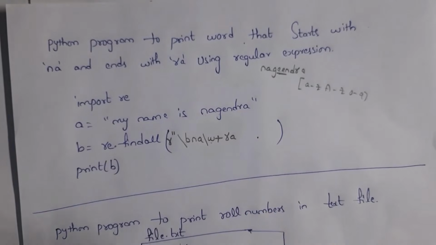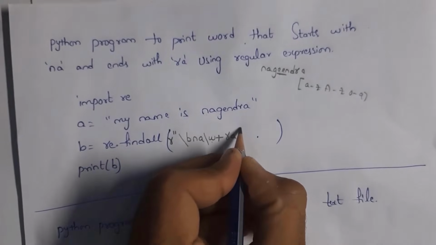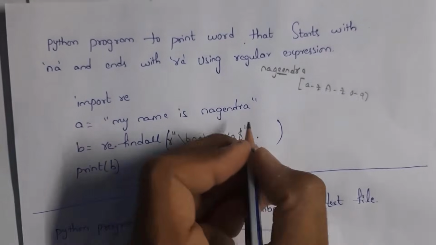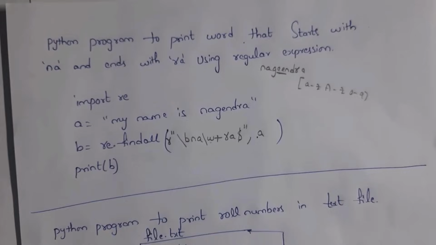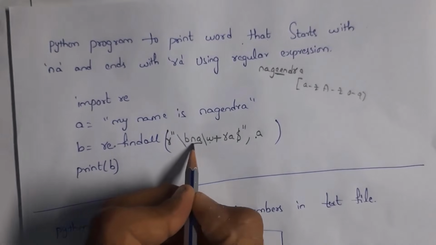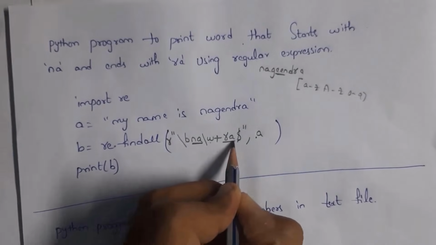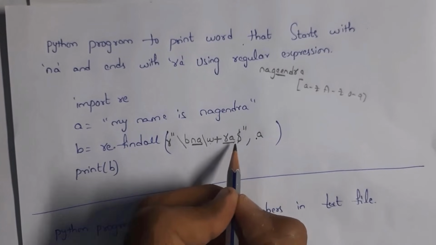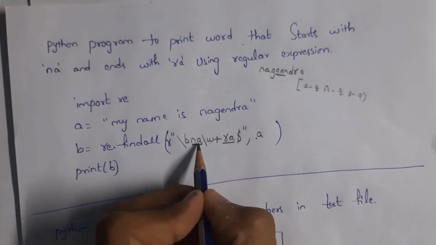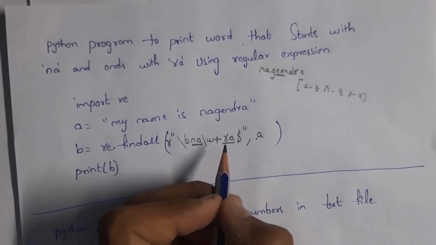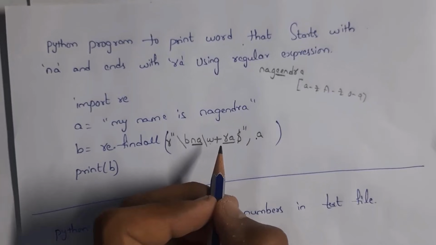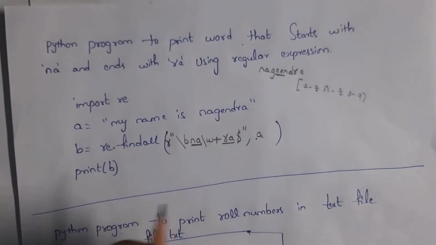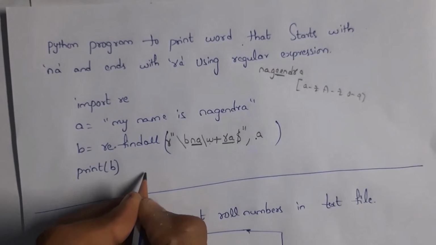So write RA. In order to find the last characters, we need to use the $ sign. So write the $ sign, close the quotations, and the string is present in variable A, so write A. The meaning of this is, I am printing a word that starts with NA and ends with RA. So \b is used to find the first two characters and the $ sign to find the last two characters. In between NA and RA, there can be any characters, and I want to print those characters, so I have written \w+. This result is present in variable B. Whenever you write print B, you will get output Nagendra.